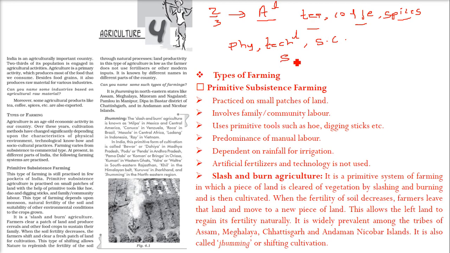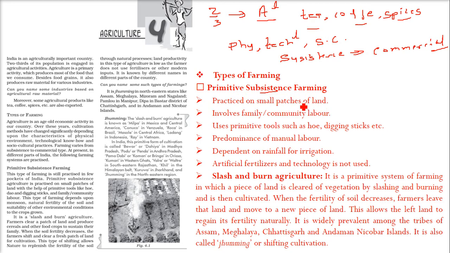So it starts from the subsistence. This is given here, subsistence. Subsistence to commercial type of farming. So let us see the types of farming. So primitive subsistence farming. So this is practiced on a small patch of land.